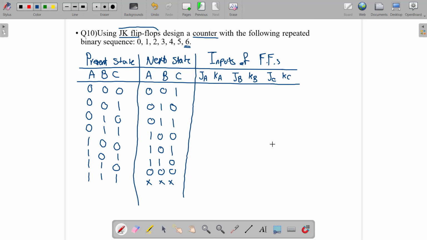But how can we find them? Using the excitation table. We said that in the design of sequential circuits, we use the excitation tables to find the inputs of the flip-flops. If we have Q(t) and Q(t+1), what will be the inputs J and K? Again, we say that we have 4 possible combinations.